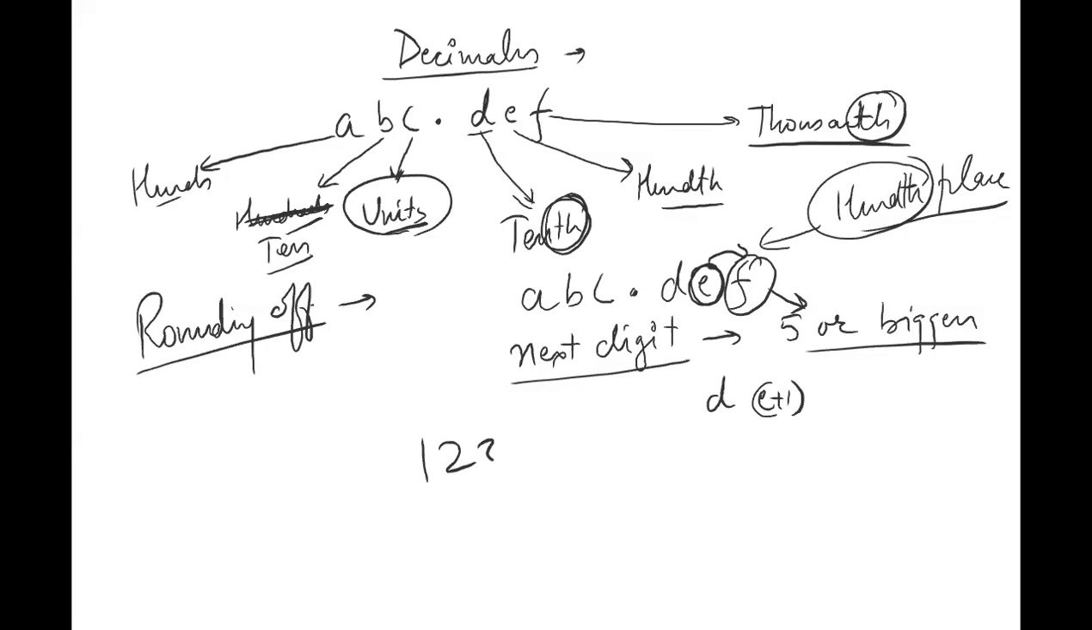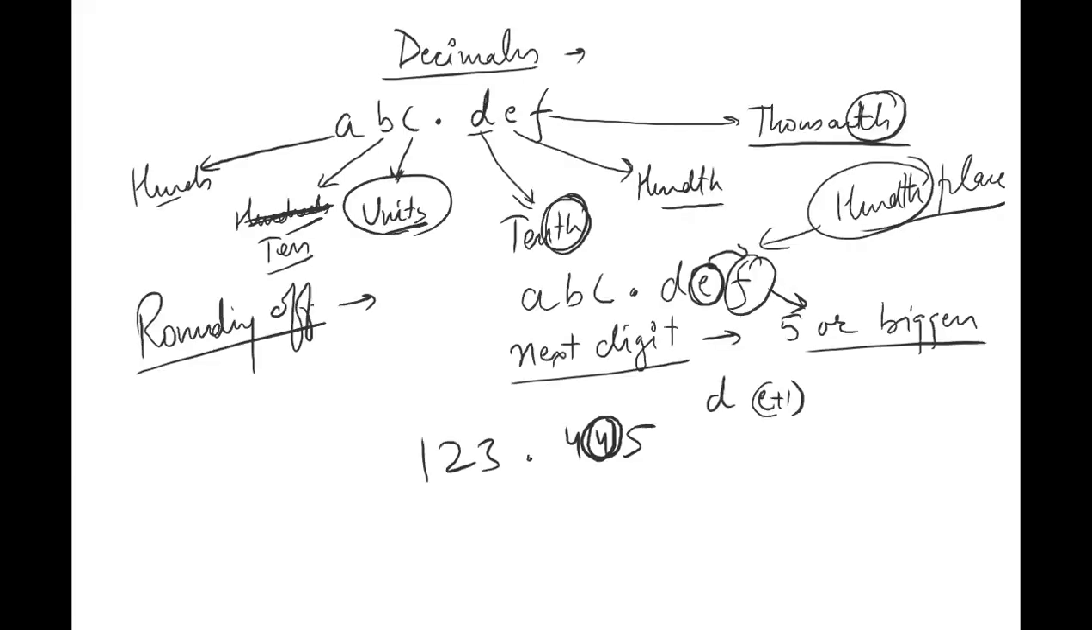For example, this is the thing. Let's say we need to round it off to this place. So it'll become 1, 2, 3 point. So we need to round it off to this place. Next digit is 5. It'll become 0.45. Is that okay? Everybody fine with this?